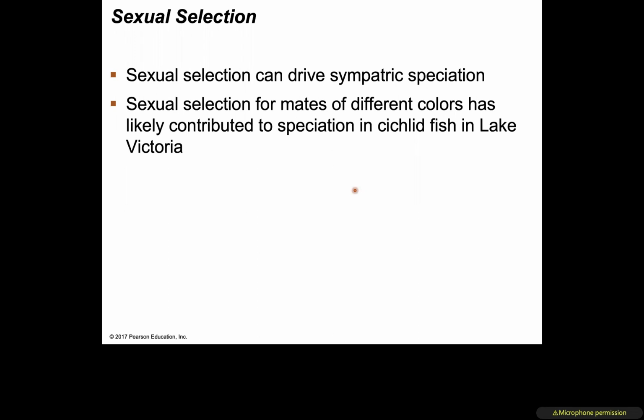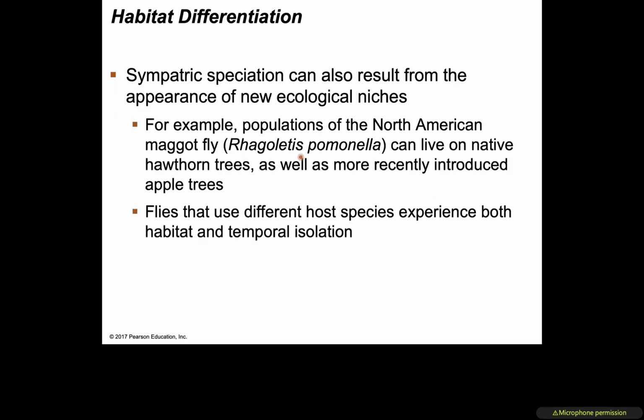All right, so next, sexual selection. Sexual selection can drive sympatric speciation. So your sexual selection for mates of different colors has likely contributed to the speciation of cichlid fish in Lake Victoria. And so remember, sympatric speciation means there was not a geographical barrier, okay? It means that they had speciation take place in the regular population. Speciation just took place.